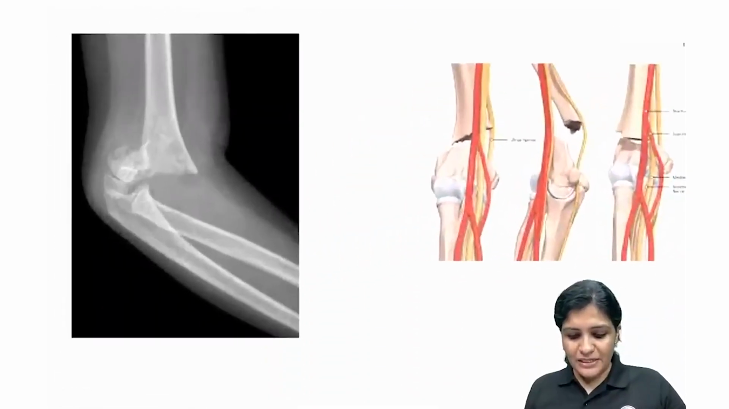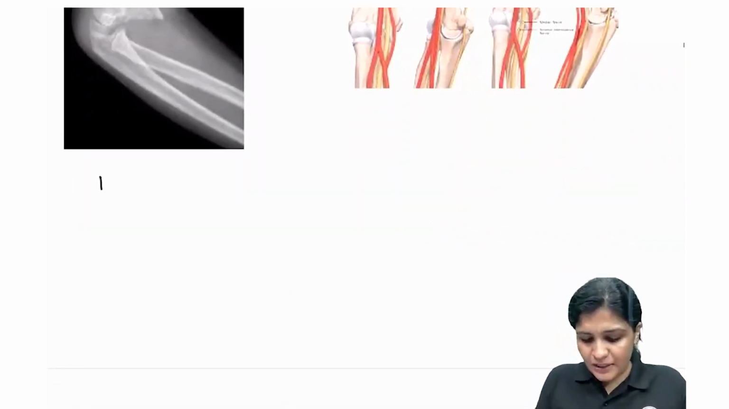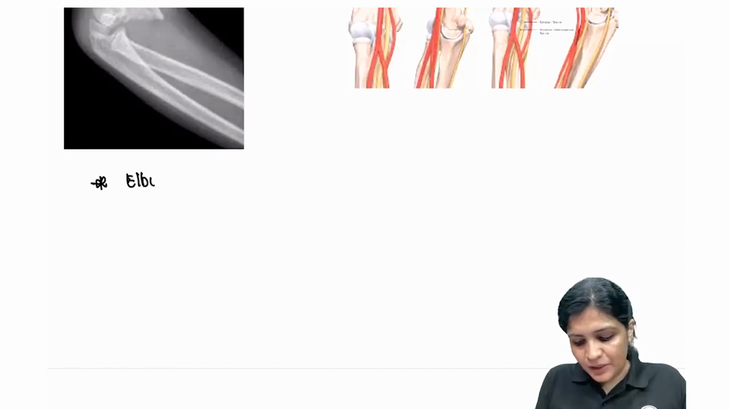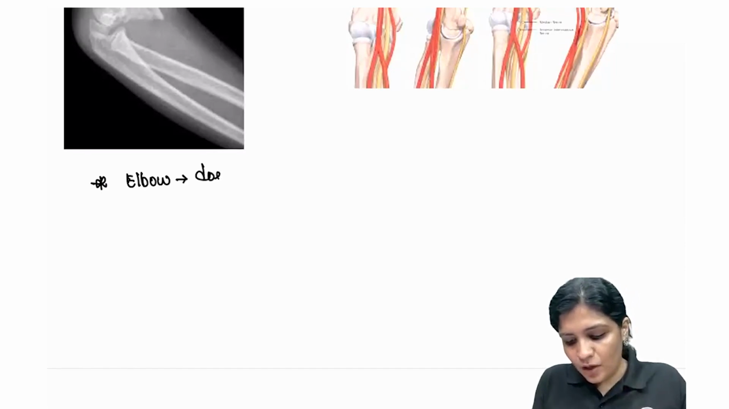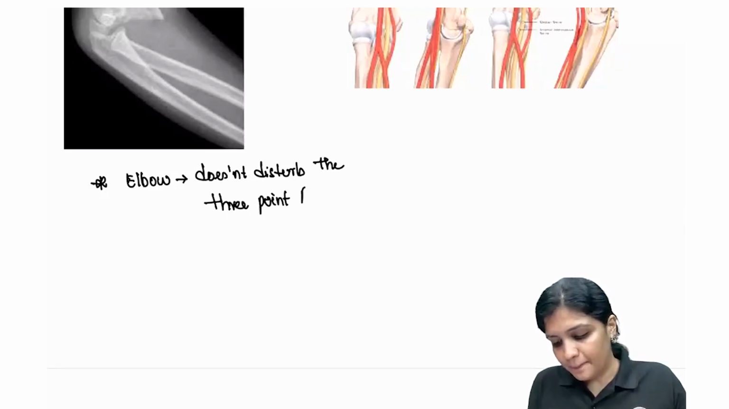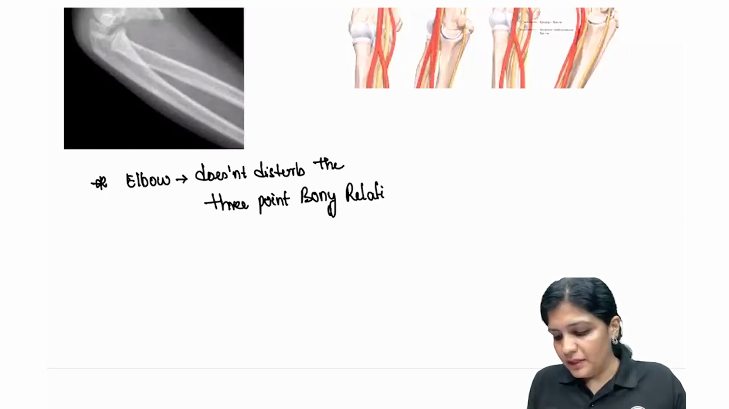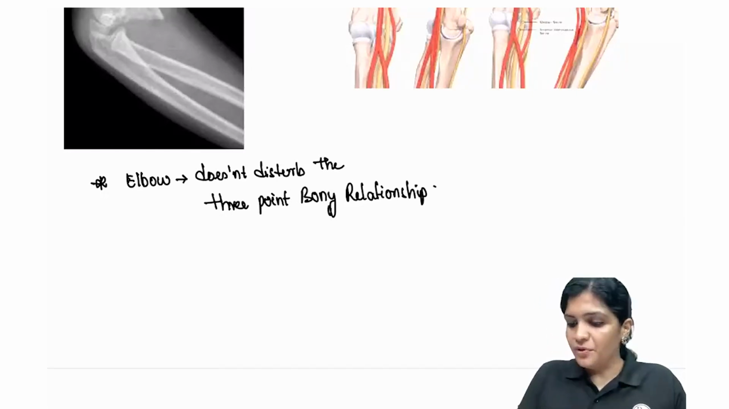Just to understand, this is the supracondylar area. The first thing you have to learn about the supracondylar fracture, which is very important, is that it is present around the elbow, but it does not disturb the 3-point bony relationship. So what is this 3-point bony relationship?